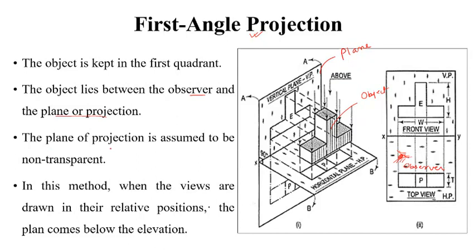Next you see the plane of projection is assumed to be non-transparent. That means it is assumed to be opaque.